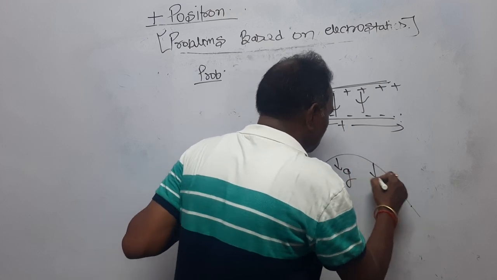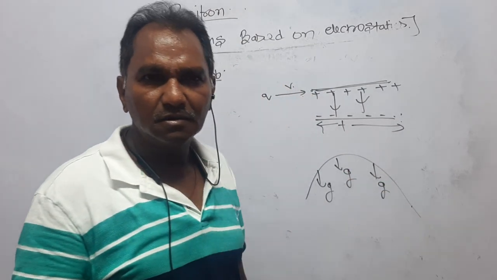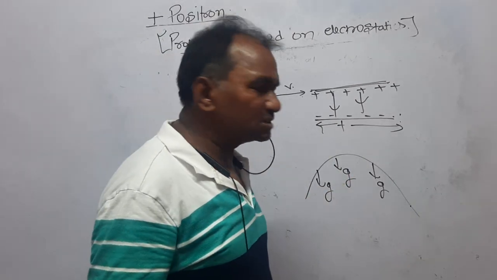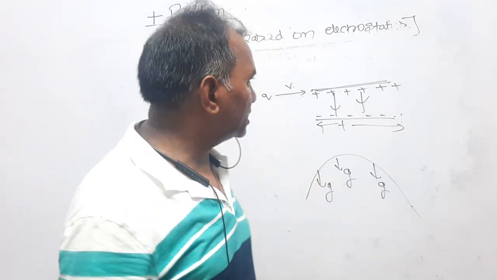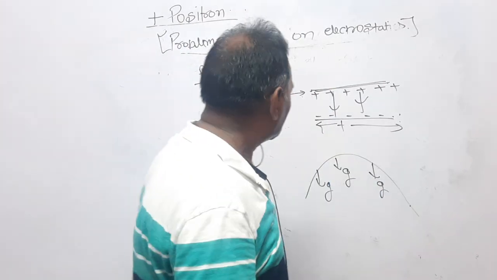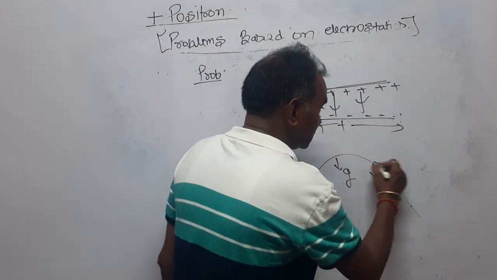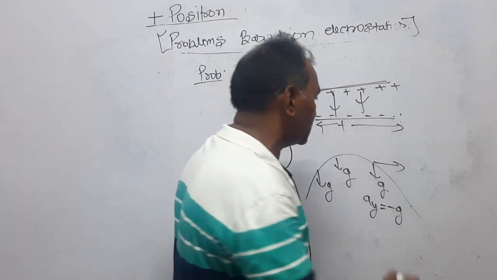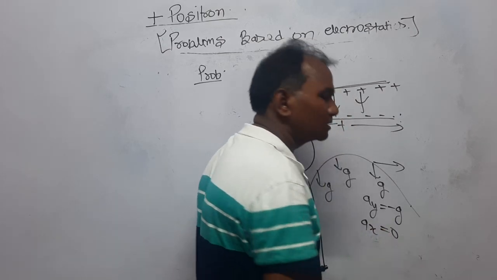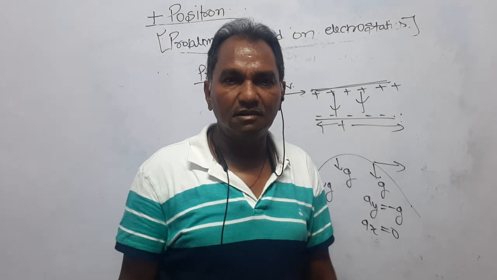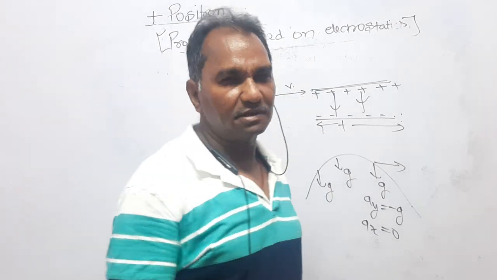One and only one acceleration is acting, normally downward, right? In this whole motion, there is one and only one acceleration acting. Dear students, in this case, one and only one acceleration is acting. Now what happens? And this is ay is minus g. The vertical acceleration is minus g and horizontal acceleration is 0, right? In this case, only one acceleration is acting, and that is acting vertically downward.